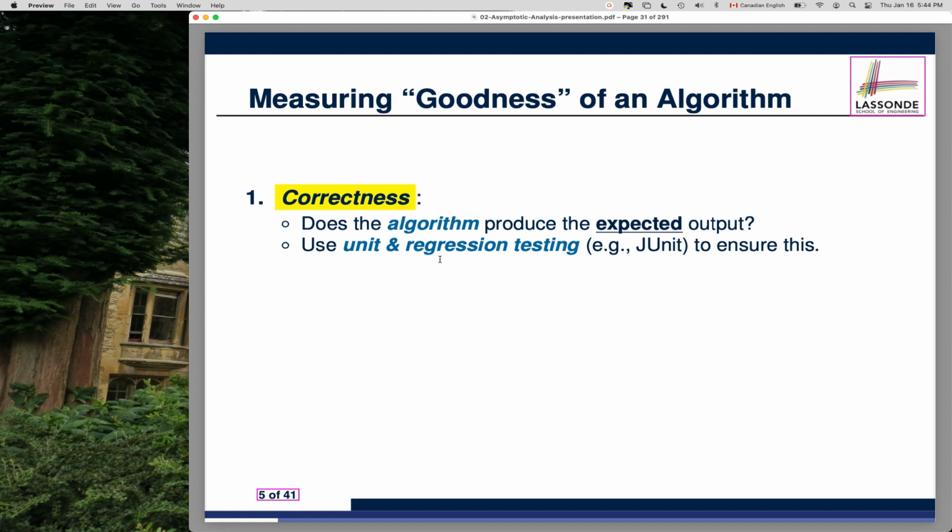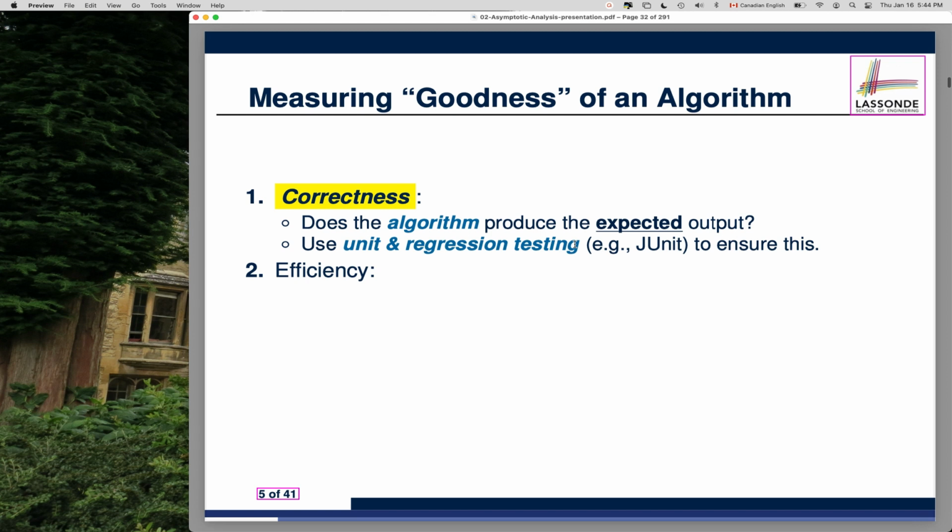And in this course, we basically are going to exercise again how you can use unit and regression testing, which you guys learned from 2030, using the JUnit testing framework. That will be correctness. Just make sure you get a green bar at the end of your development. All right, assuming that your program or your algorithm is correct, we can now start talking about efficiency. Just remember, always go for correctness first and then efficiency.